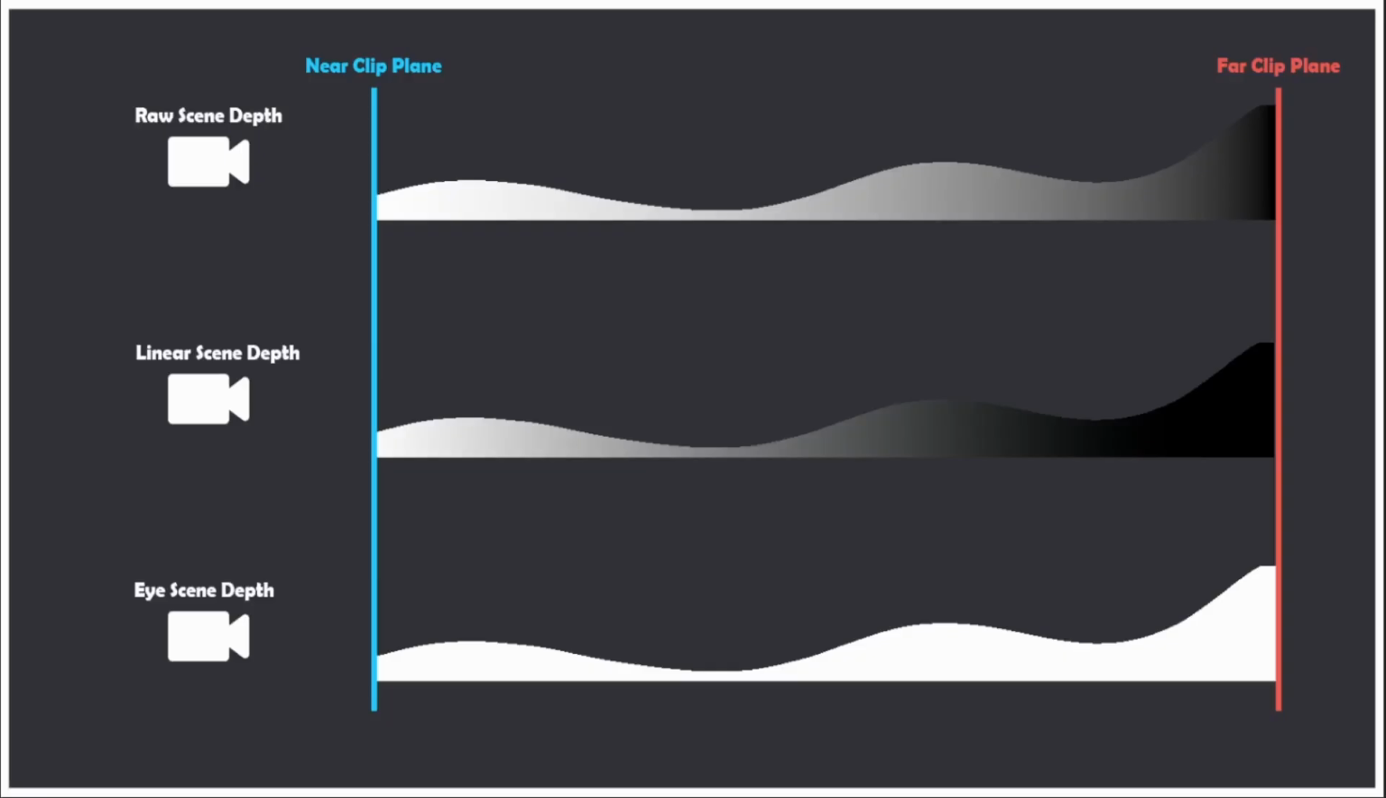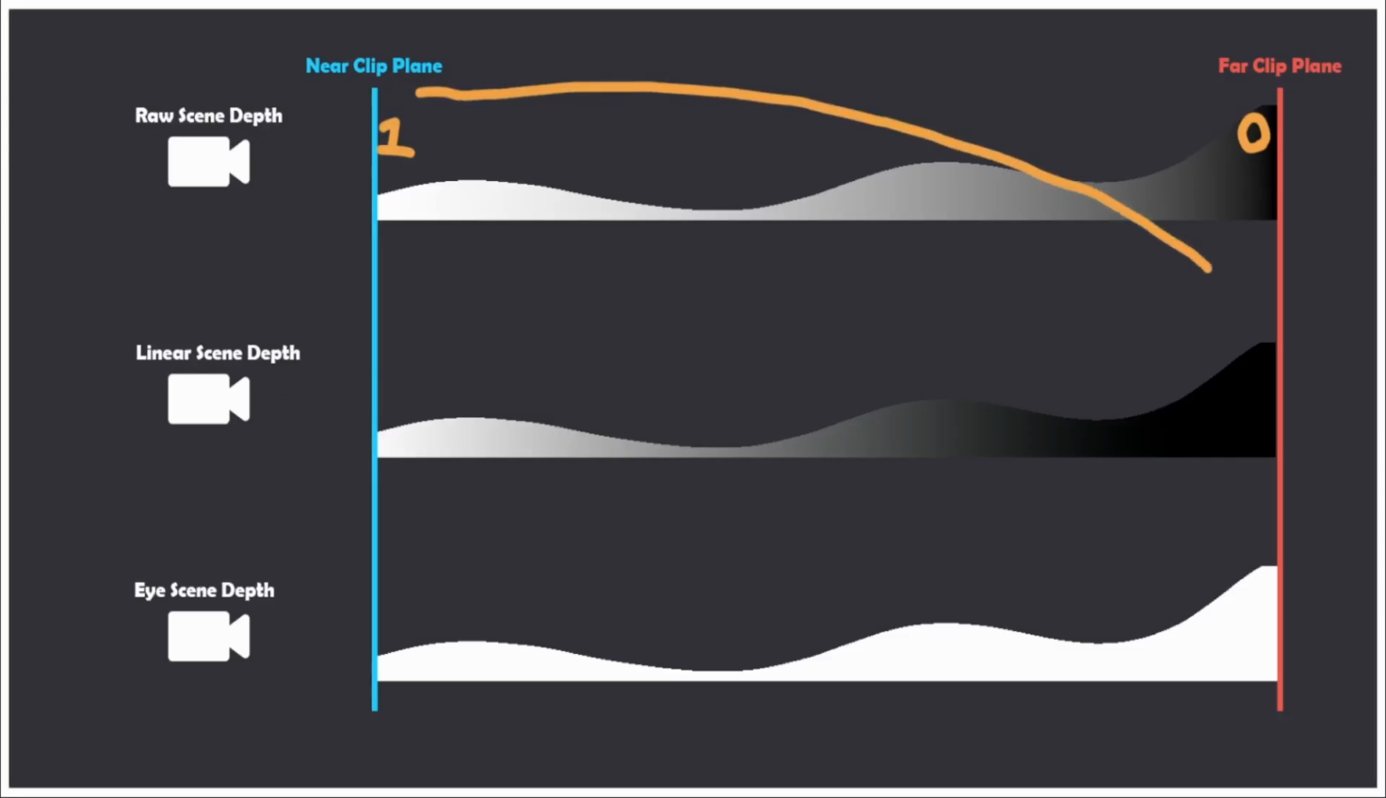So there are 3 ways to sample your scene depth. You can do raw, linear, or eye sampling. For raw sampling, the near clip plane is going to represent 1, and the far clip plane is going to represent 0. However, the distance between these isn't linear, it's exponential. So as you get further, the color drops off much more quickly.